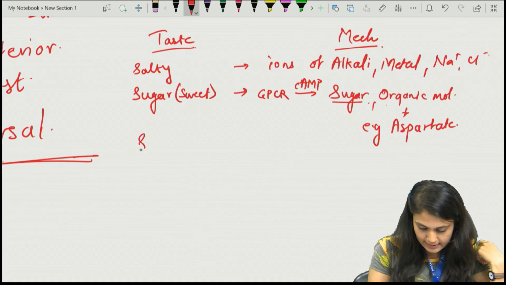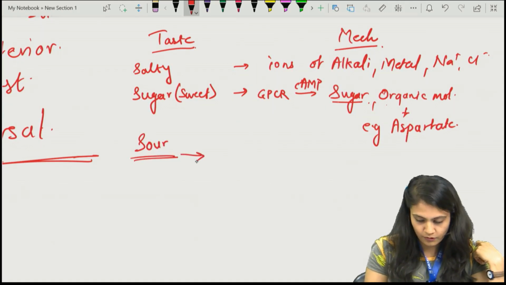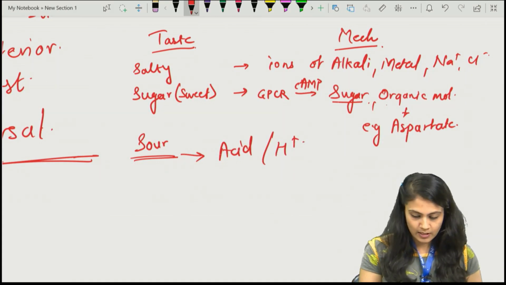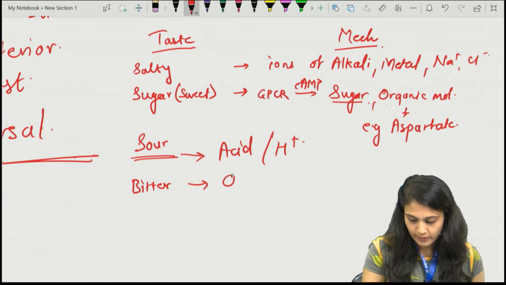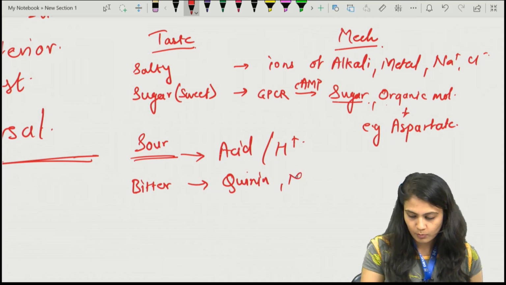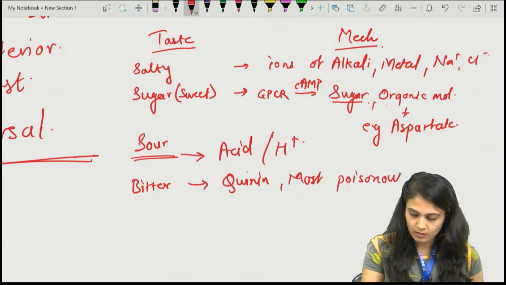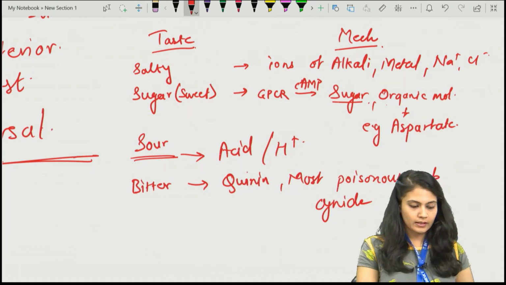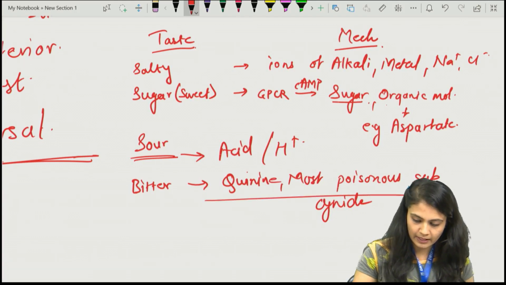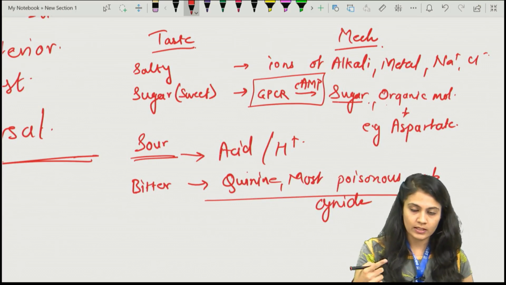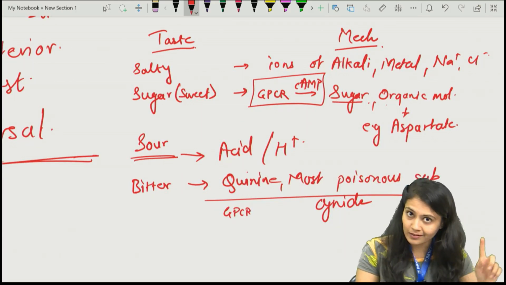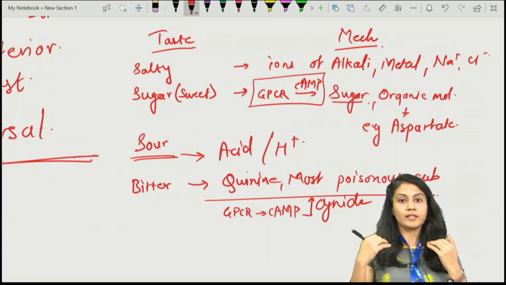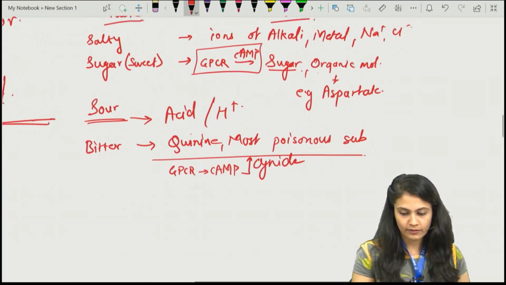Coming to the next sensation, sour sensation, we can sense it from citrus fruits, or we can write it as acid or H plus ions. Remaining taste is bitter. Bitter can be tasted via quinine, and most poisonous substances like cyanide, especially cyanide. They taste bitter, and this bitter mechanism is also like the sweet mechanism. They also activate the G protein coupled receptor, but at the posterior end of the tongue, and they also activate cyclic AMP.